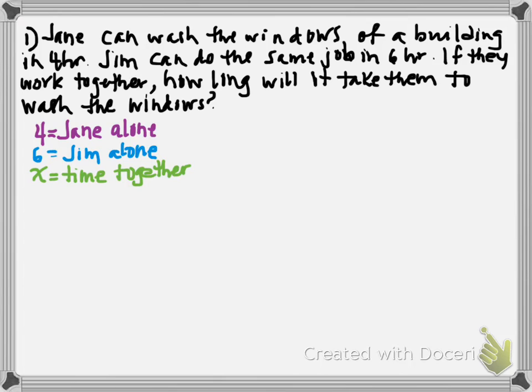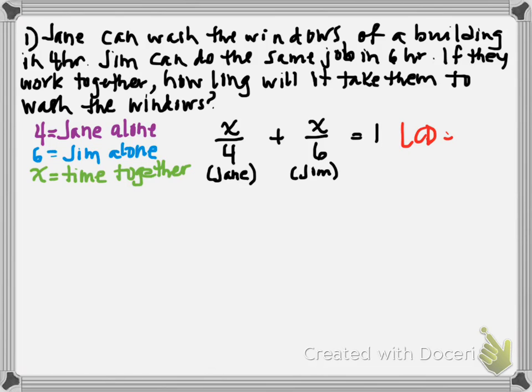So what we're going to do is write a fraction of what Jane accomplishes on this job when the two of them work together. So together over alone, that represents Jane's work, plus together over alone, that represents Jim's work. That's going to equal 1 job. Now what we're going to do is figure out the LCD of 4 and 6, and that would be 12. And we're going to multiply everything by 12.